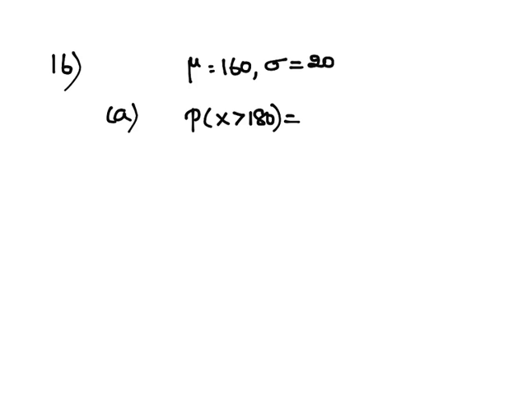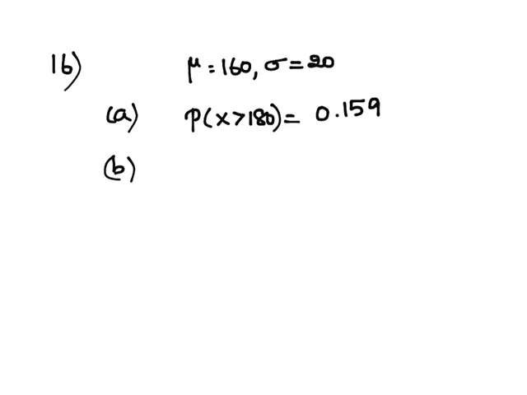So it's quite easy to find. Go to NCD. More than 180 means the lower is 180, upper limit is 10,000, sigma is 20, and mean is 160. So the answer is 0.1586, so 0.159.